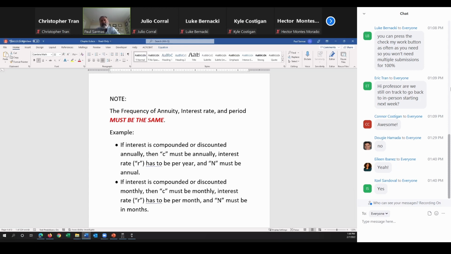Please, if it's not clear, let me know. I'll try to say it a different way. But that condition is very important, because if your C, R, and N are not the same in terms of frequency, they're not all per year, not all per quarter, not all per month, your calculator answer or formula answer will be incorrect.